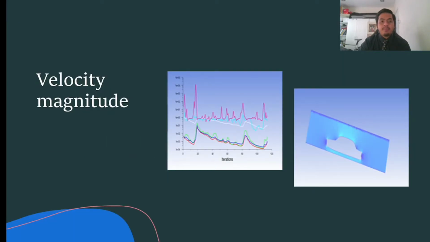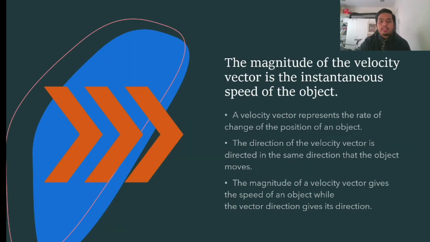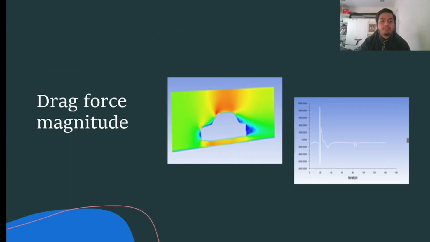Then, this is the velocity magnitude that I obtained. I also managed to create a graph for the velocity. The magnitude of velocity means that the vector is the instantaneous speed of the object. A velocity vector represents the rate of change of the position of an object. The direction of the velocity vector is directed in the same direction that the object moves. The magnitude of a velocity vector gives the speed of an object, while the vector direction gives its direction.